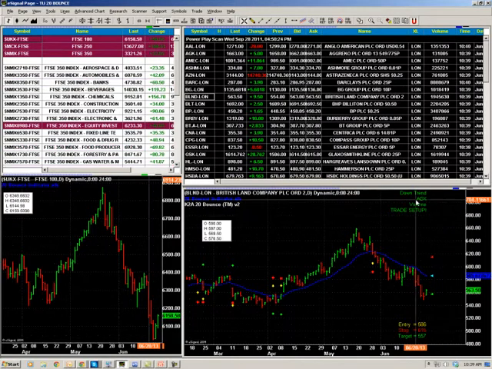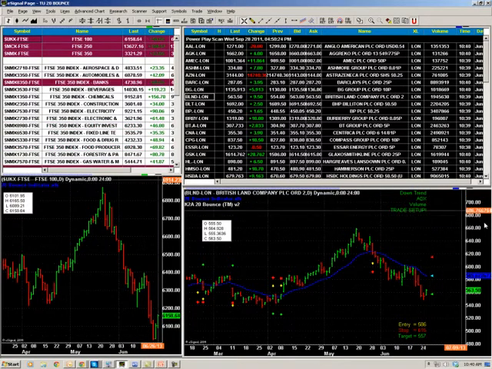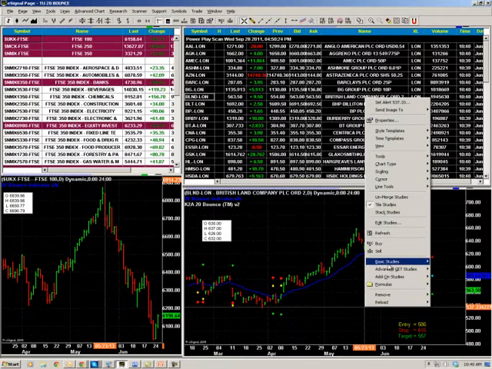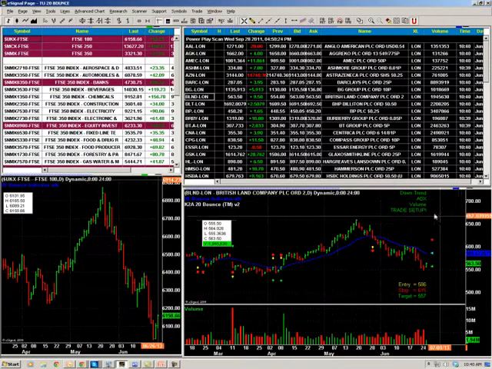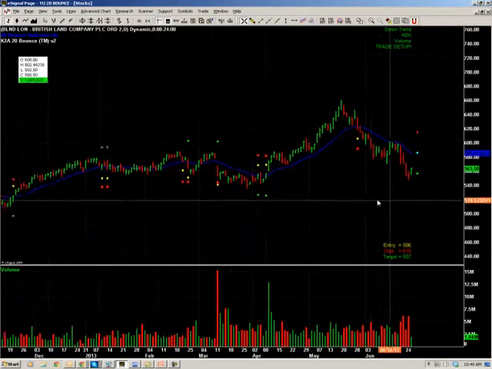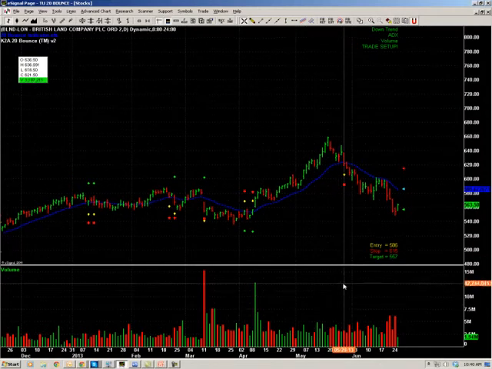Downtrend. ADX is fine. It's above 20. Volume is above 500k. According to the indicator, let's see. Almost 2 mil. That's fine. There's a trade setup there. And the question is how powerful it is.